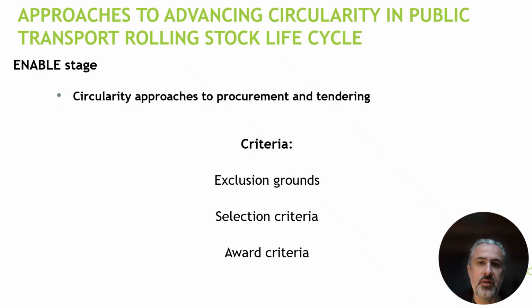Concerning the enable stage, the criteria integrated in a tendering procedure can be applied according to different patterns: exclusion grounds, selection criteria, and award criteria. These have to be modulated, taking into account factors like the level of maturity of the supply chain, the bargaining power as a buyer, the critical mass of the procurement, and last but not least, the strategic relevance of circularity towards specific technical characteristics, sometimes quality of the solutions, and cost effectiveness.